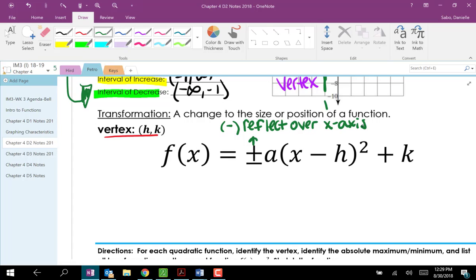The reason I put over the x-axis is because in the future when we do polynomial stuff, we might be reflecting over the y. The a out in front means something. So if you see 2x squared, that 2 means something. If it's greater than 1, you're going to be stretching. If it's less than 1, you're going to compress.